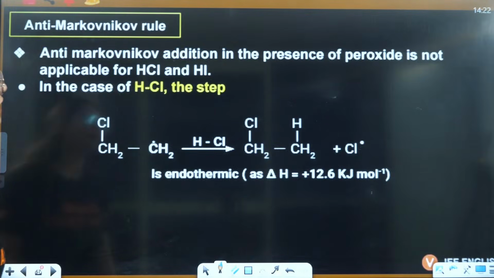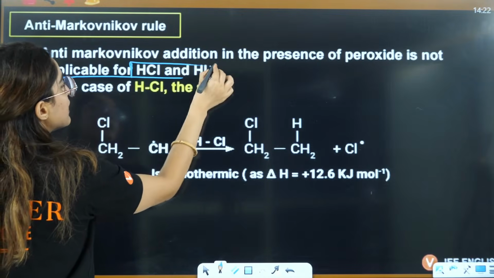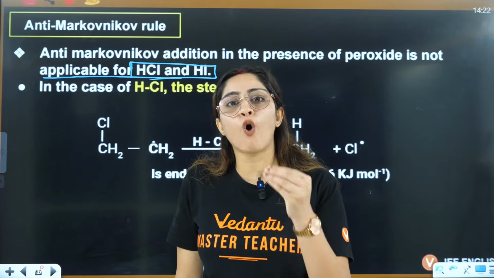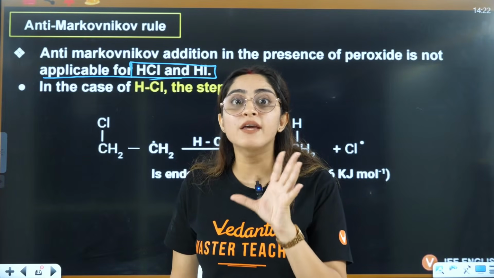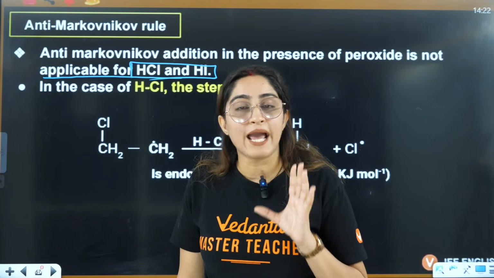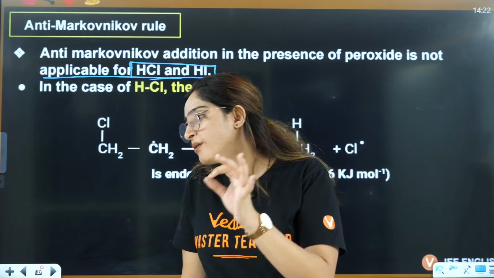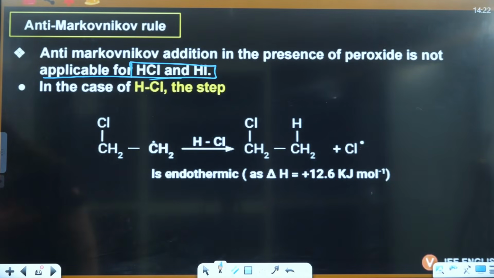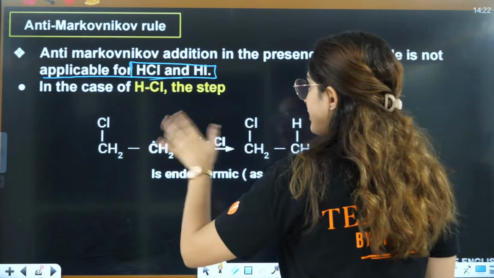Anti-Markovnikov addition in the presence of peroxide is not applicable, very important, for HCl or HI. HCl or HI will always give you the Markovnikov addition product no matter what. HBr is going to give you different products for Markovnikov and anti-Markovnikov. Tell me, is that clear, guys? Is that clear? Only HBr will give you a different product.